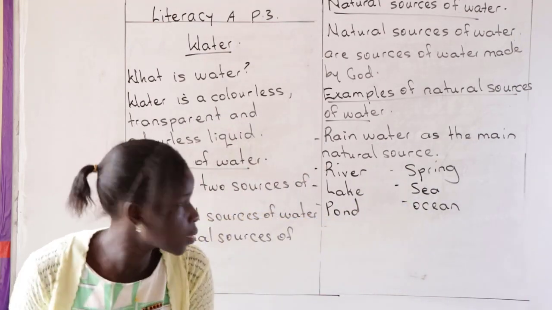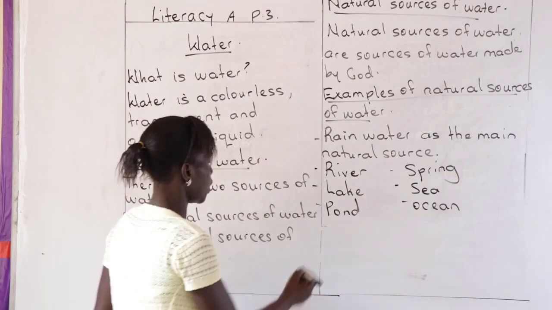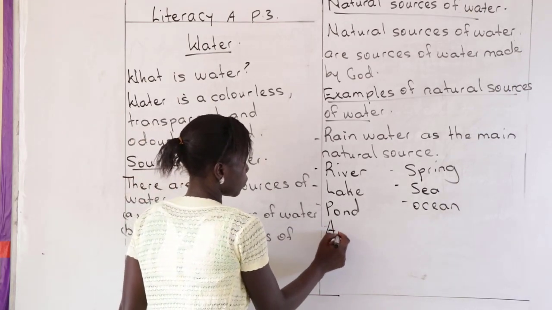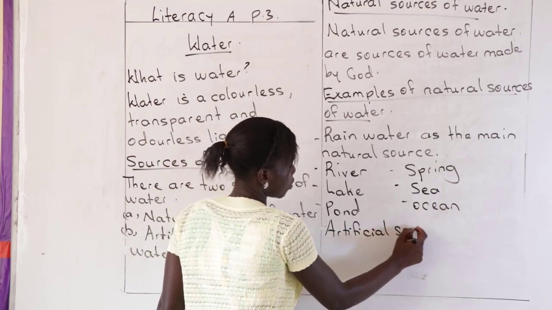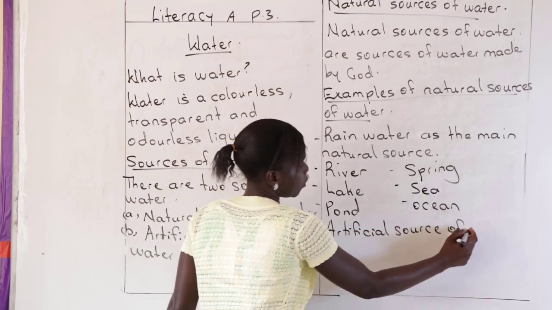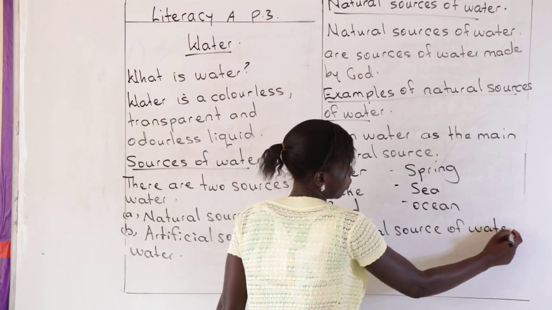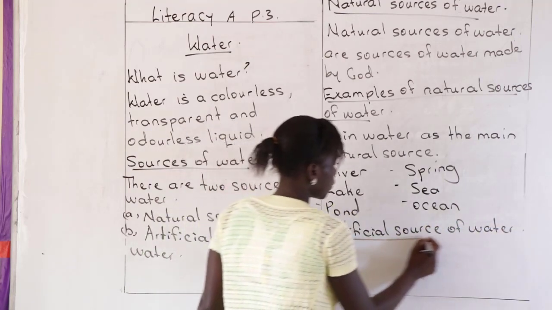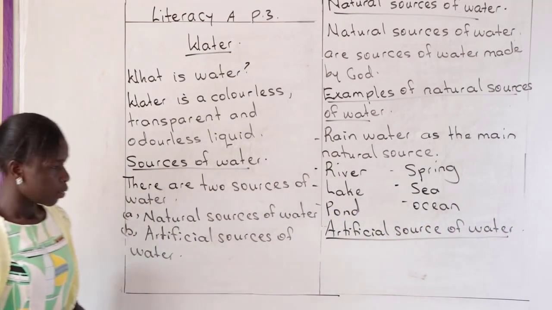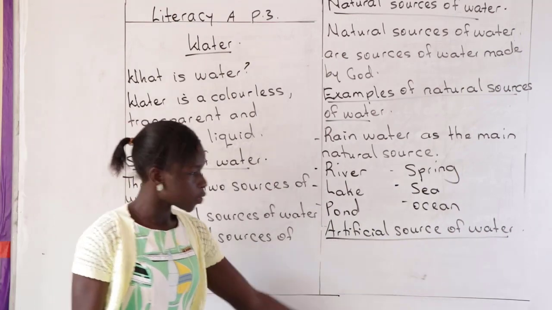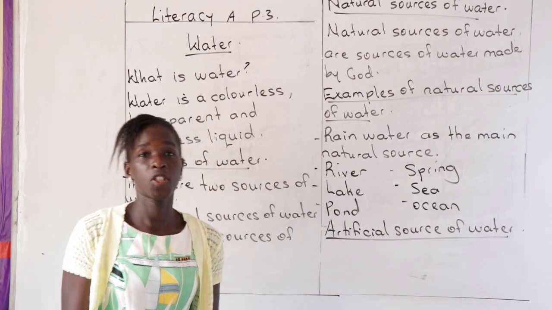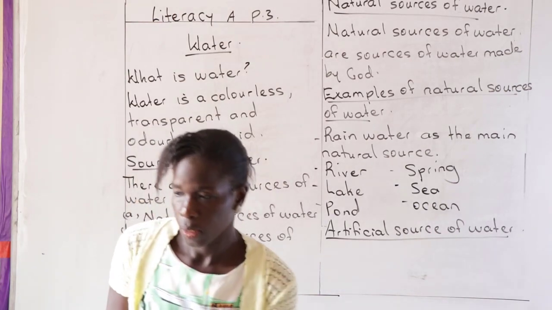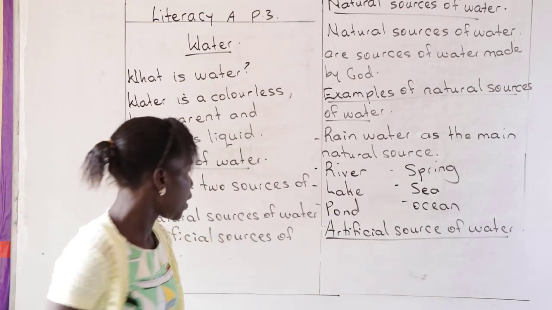Then we go to the next one, which is the artificial source of water. What are the artificial sources of water, and what does the word artificial mean? The word artificial means man-made.